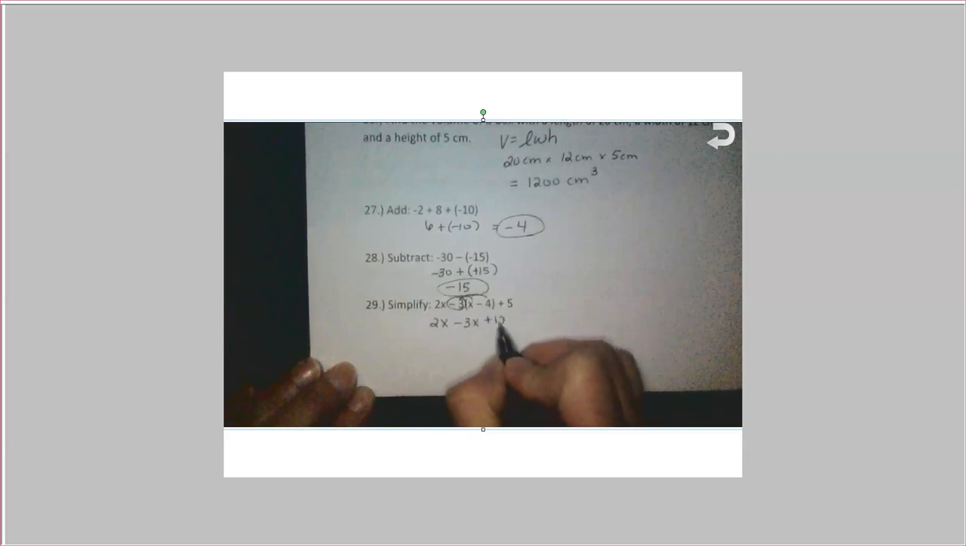Number 29 says to simplify. We're not trying to solve for x. This is not an equation. There's no equal sign in this problem. We are just simplifying, combining like terms. I will have to begin with the distributive property because we have to multiply. Inside that parentheses, there's nothing that I could subtract, but I can multiply anything together. So that's 2x minus 3x plus 12. Make sure you distribute that -3 times everything inside that parentheses.